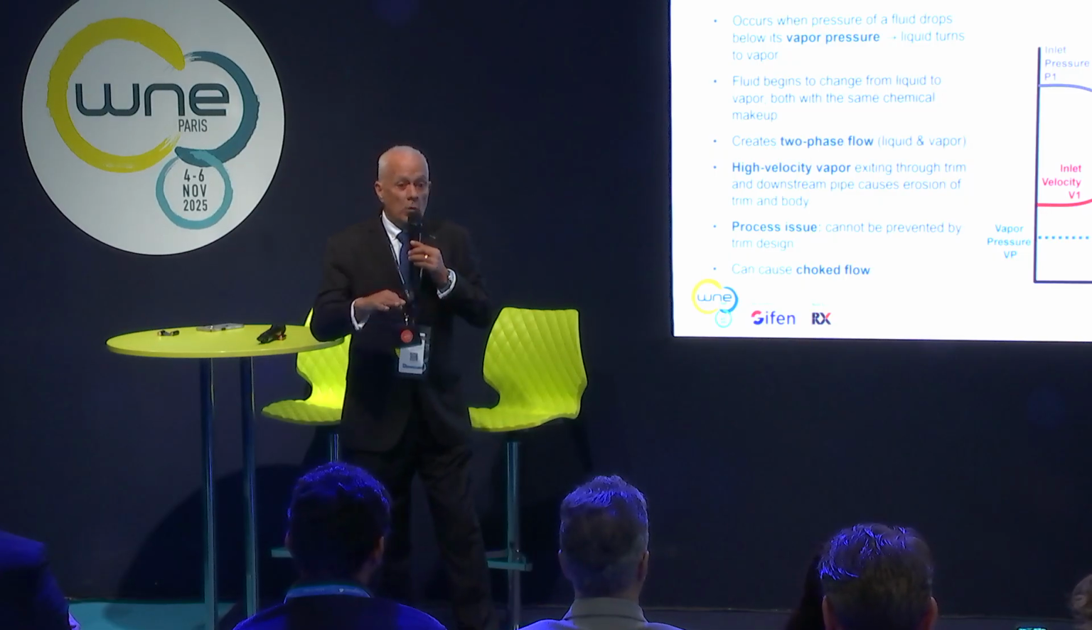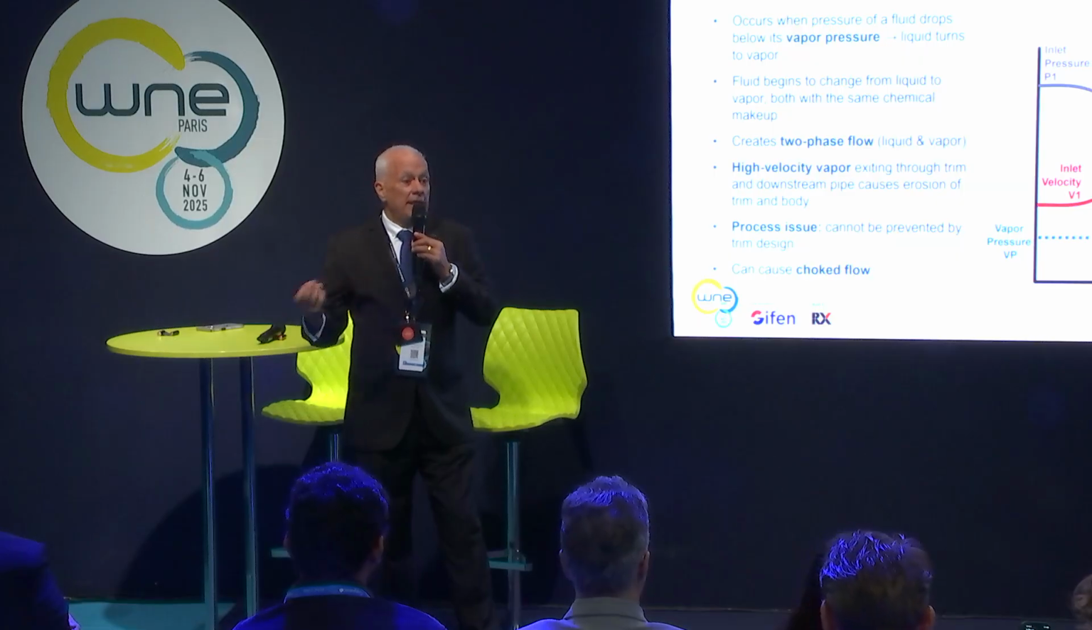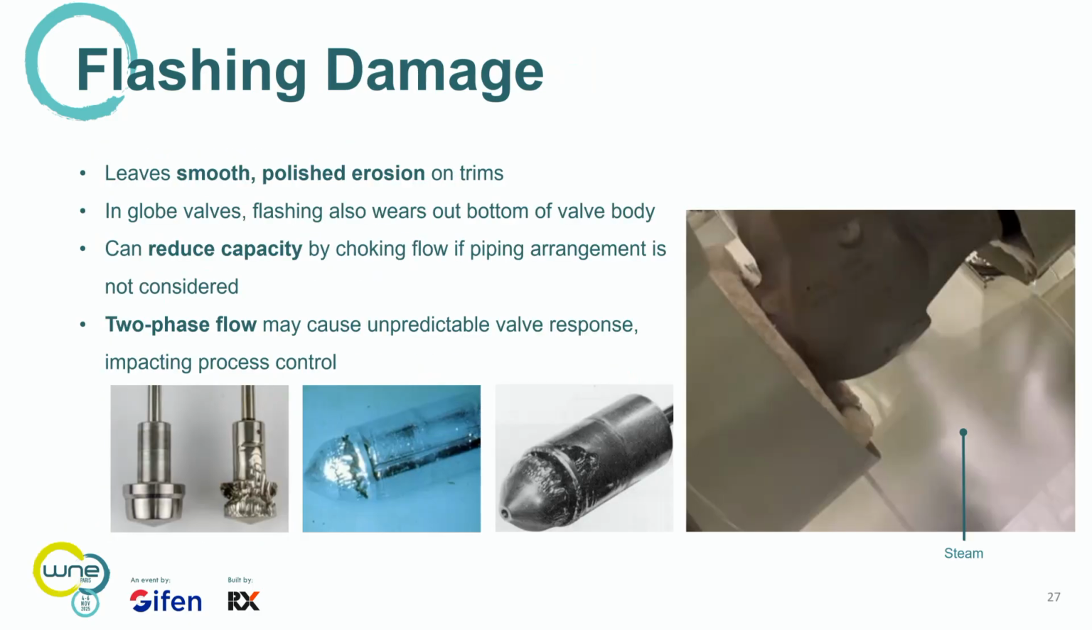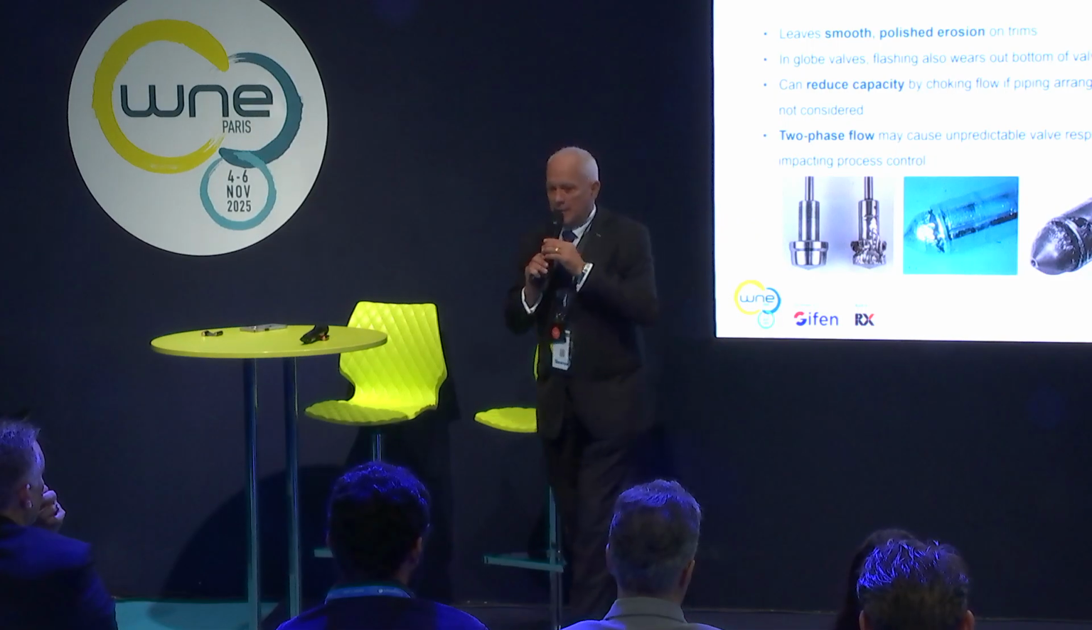So you have a liquid going through, it's flashing off, and it then becomes a mixture of steam, or whatever the gas is, and water. Okay? So flashing damage is just the opposite of cavitation damage if you look at this. Flashing damage leaves smooth surfaces, typically, but it's very erosive. As that two-phase flow flashes, it is just cutting away the trim versus pitting it, as in the cavitation example that I showed.